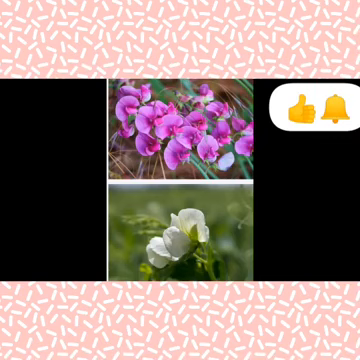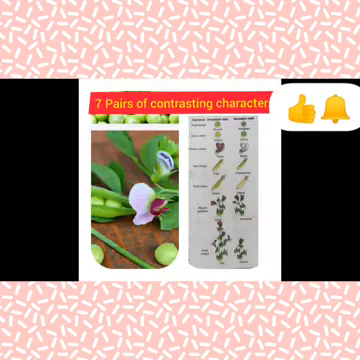So, what are the contrasting characters that Mendel found in the green pea plants? There are 7 pairs of contrasting characters which were chosen by Mendel in the pea plant. The first character Mendel chose is height of the plant. The contrasting traits were tall and dwarf. Next, coming to color of the flower, the contrasting traits were purple colored flowers and white colored flowers.